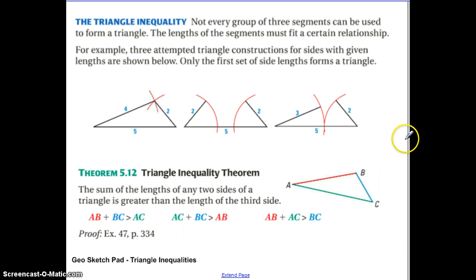If you take notice of this one in particular, you can tell that if this is 5, this is 2, and this is 3, it's not going to work because this side plus this side is 5. So that would be 2 straight lines. So that's not really going to work. So let's look at why.